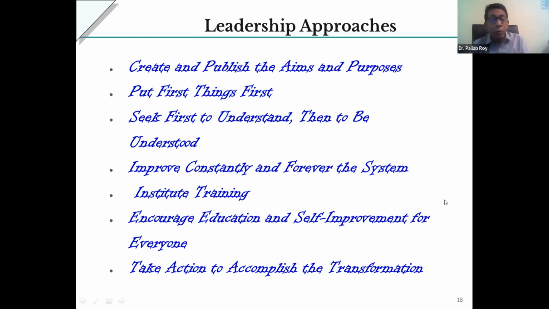And in turn, that will do good for the department as well as the institute. Take action to accomplish the transformation. Just don't dream about the transformation. You act as a leader, you act as an executor to accomplish your aim and purposes.